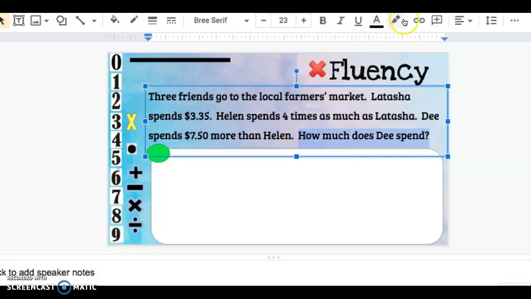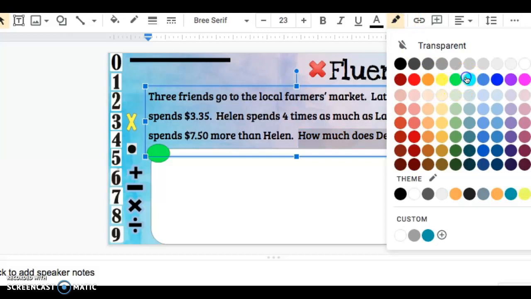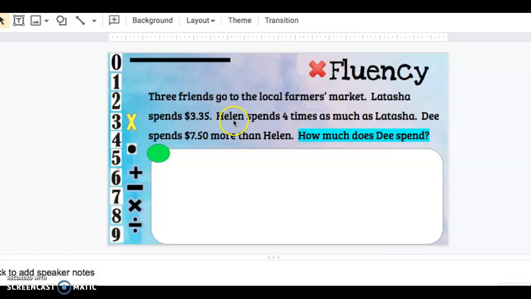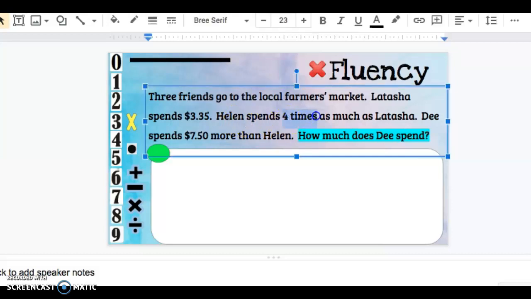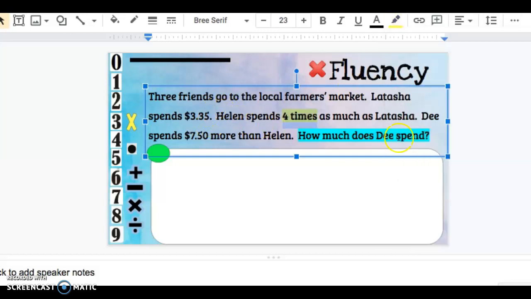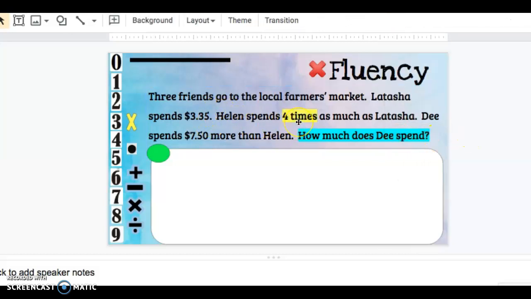But first, before we figure out how much D is spending, we have to figure out how much Helen is spending. So if Helen spends 4 times as much as her friend Latasha, we have to figure out how much Helen spends first. So 4 times, it has the word times in it. So we have to multiply $3.35 times 4.